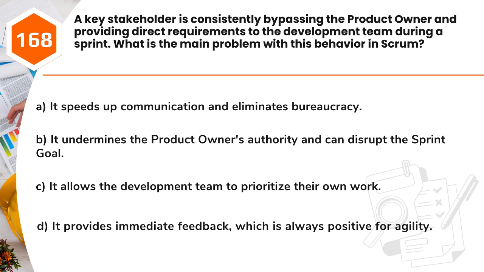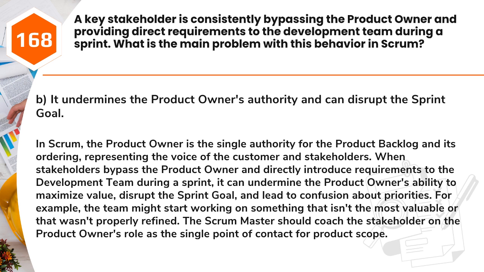Question 168. A key stakeholder is consistently bypassing the product owner and providing direct requirements to the development team during a sprint. What is the main problem with this behavior in Scrum? A. It speeds up communication and eliminates bureaucracy. B. It undermines the product owner's authority and can disrupt the sprint goal. C. It allows the development team to prioritize their own work. D. It provides immediate feedback, which is always positive for agility. Answer: B. It undermines the product owner's authority and can disrupt the sprint goal.